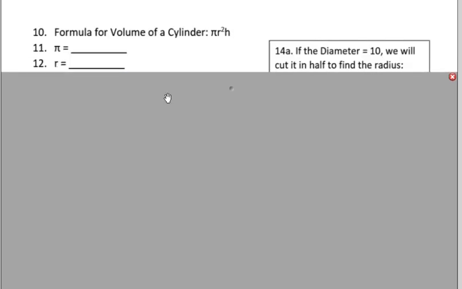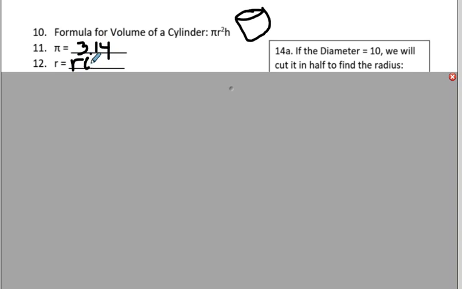Okay, the next page. We're going to talk about volume for a cylinder. So a cylinder is like this. It's like a soup can, a soda can, a candle, something with a circle on the top or the bottom, and this is your formula right here. We will always use 3.14 for pi. Okay, there's a pi button on your calculator, but don't use it.